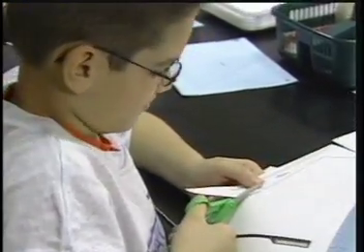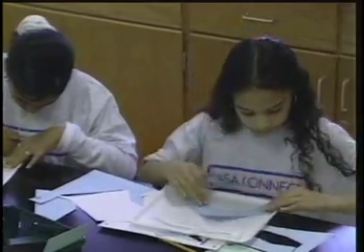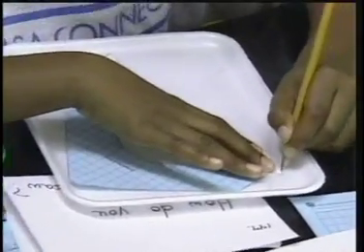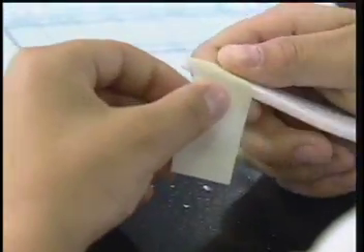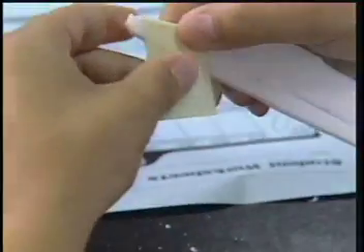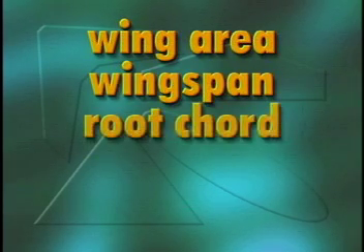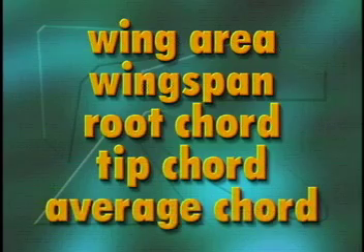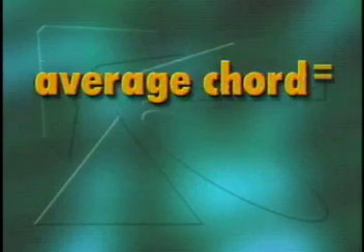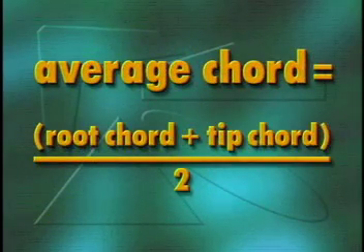First, cut out the templates for the fuselage, wings, and horizontal stabilizers. Place the templates on the meat trays and trace around the templates. Cut out the shapes. Tape a piece of masking tape to the nose of the fuselage to prevent the nose of the fuselage from breaking. Students will calculate the wing area, the wing span, the root chord, the tip chord, and the average chord for each wing. The average chord can be calculated using this formula.